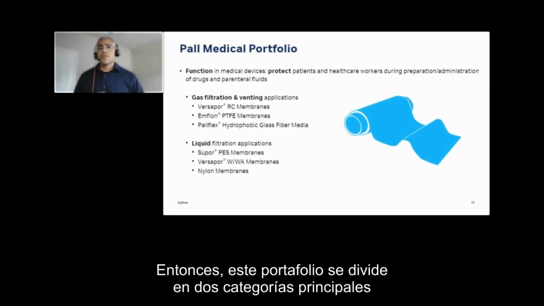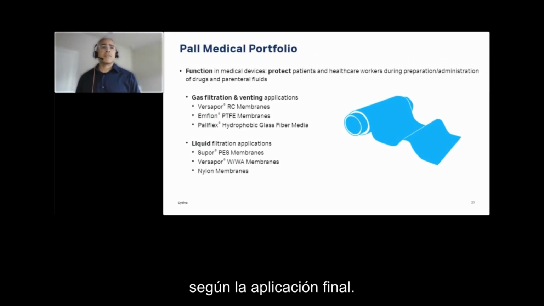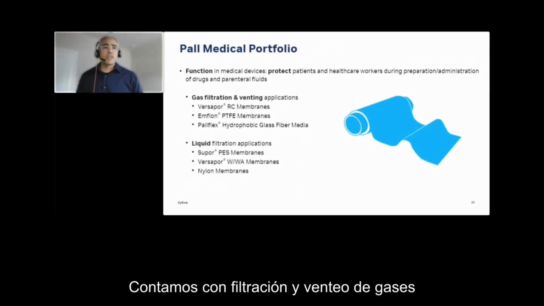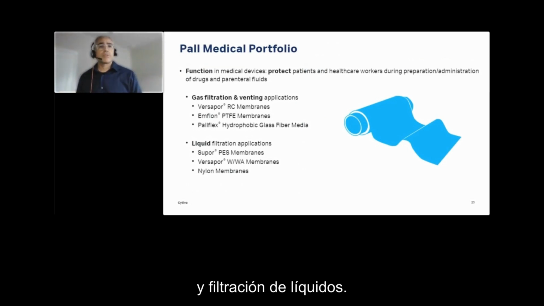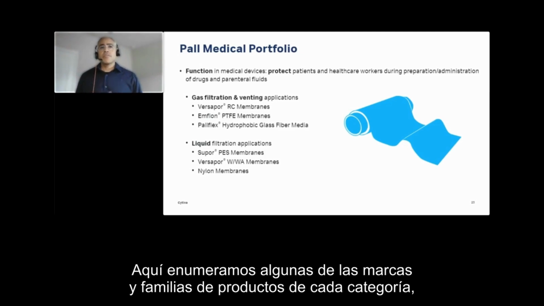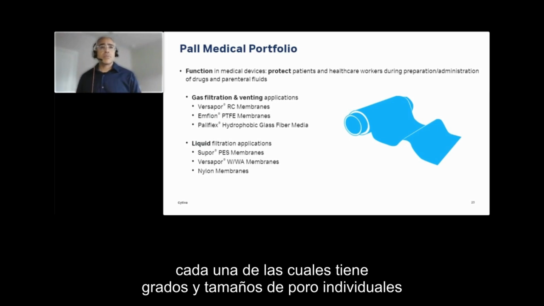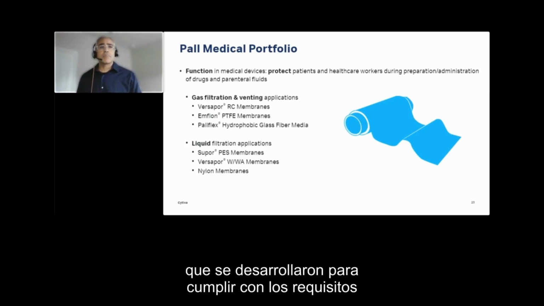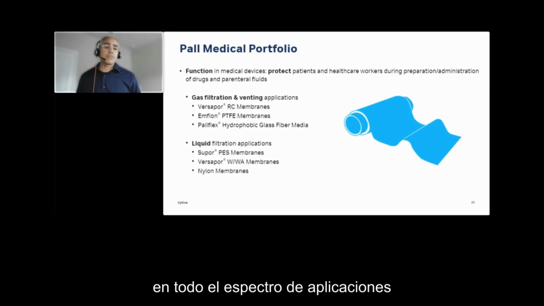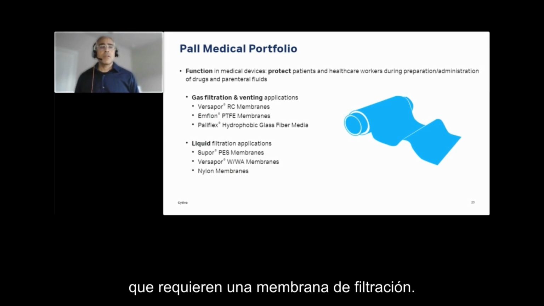So this portfolio is divided into two main categories based on the end application. We have gas filtration and venting, and liquid filtration. And here we've listed some of the brands and the product families under each category, each of which has individual grades and pore sizes that were developed to meet the requirements across the spectrum of applications requiring a filtration membrane.